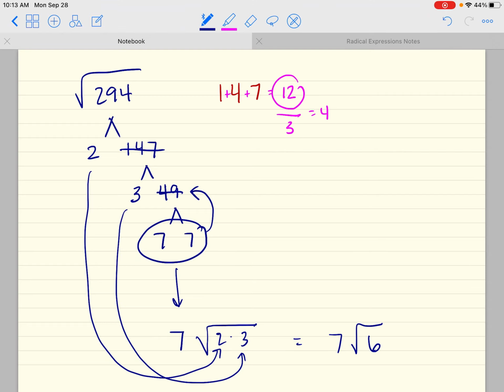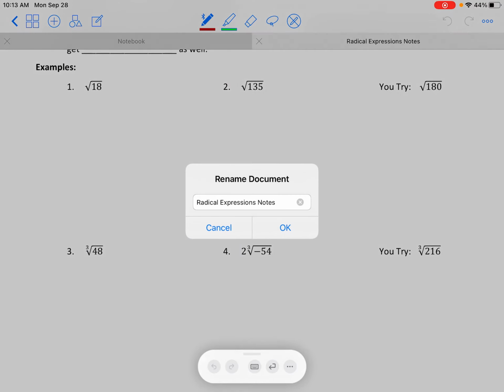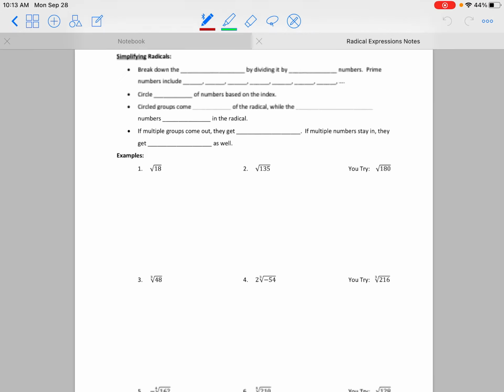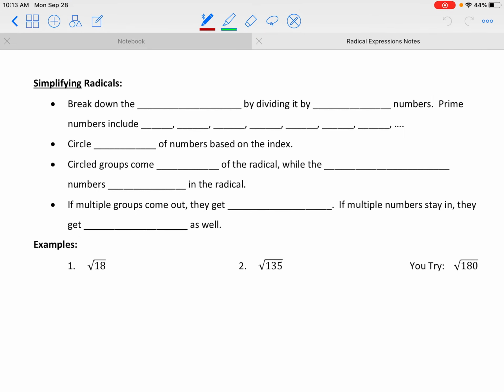Okay? So let's go back here. That's not what I wanted. We want to break down the radicand, that is the number underneath the radical. Break down the radicand by dividing it by prime numbers is what I like to do.